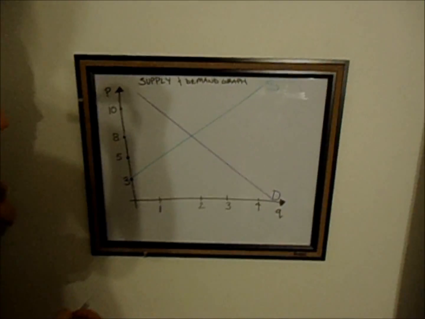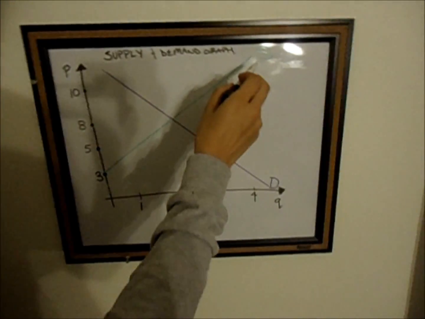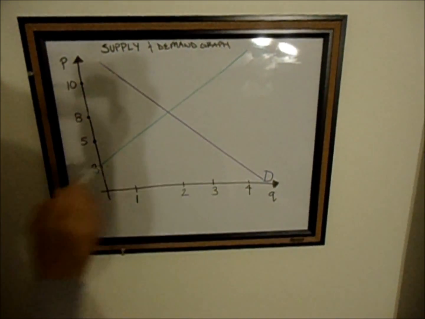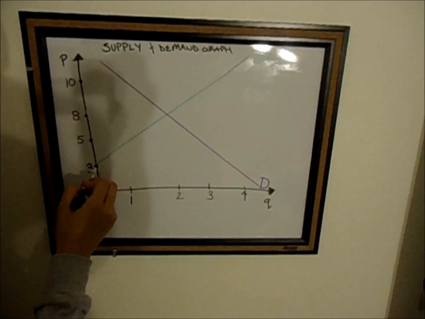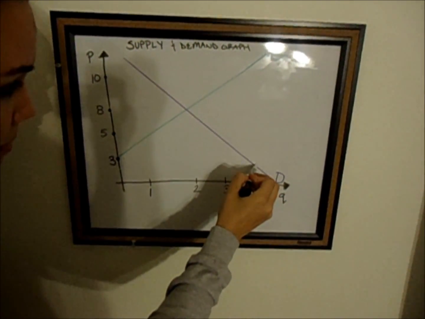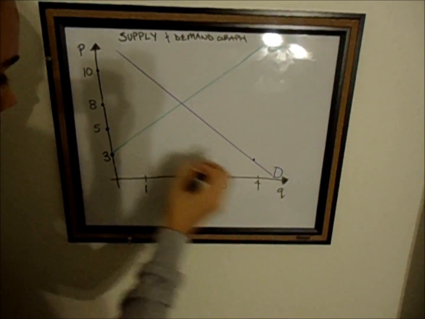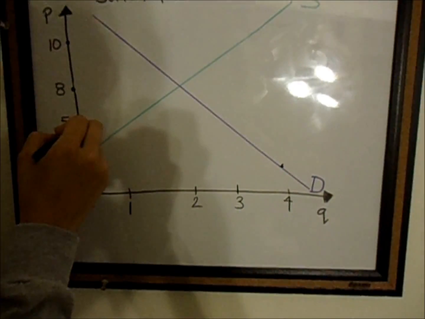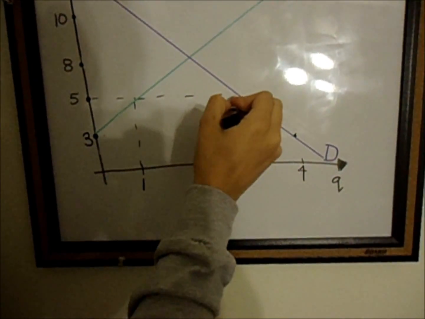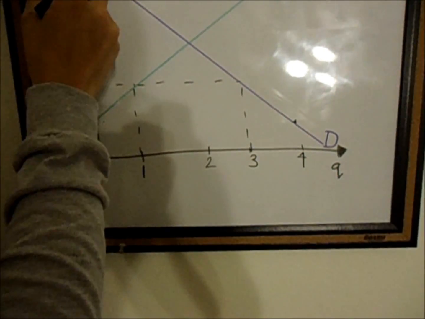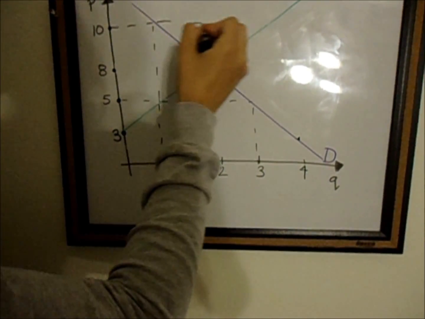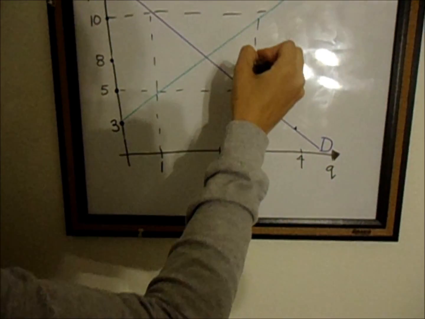So now let's look at supply and demand in graph form. As we see, the supply is sloping upwards because of the law of supply, and the demand is sloping downwards because of the law of demand. So at $3, 0 people are willing to work, but the firm would demand about 4 people. At $5, 1 person would be willing to work, but the firm would demand 3 people. At $10, the firm is willing to pay 1 person to work, but 3 people would be willing to work.